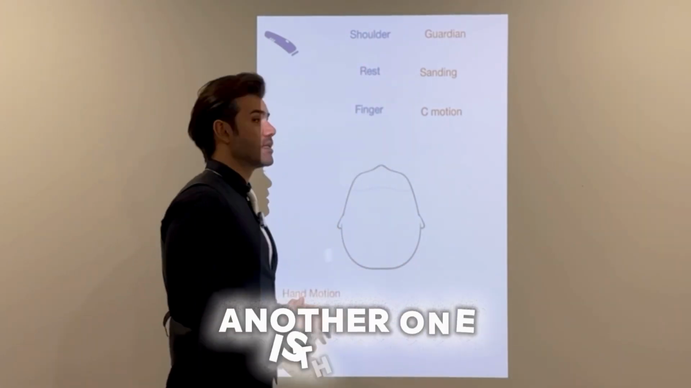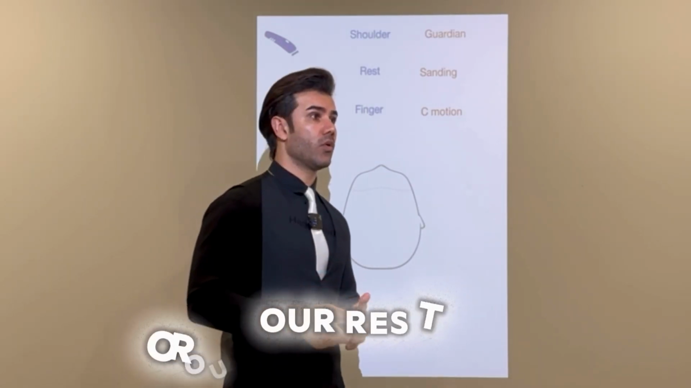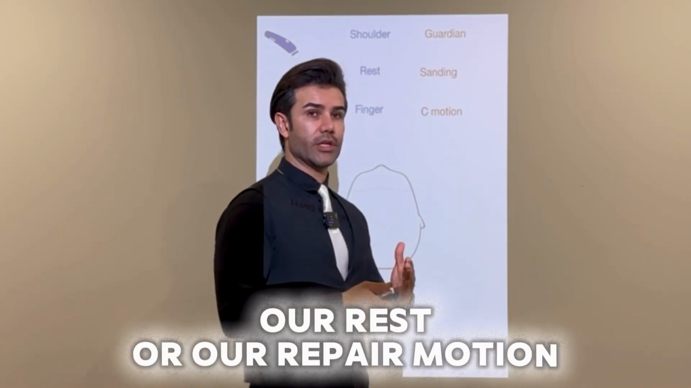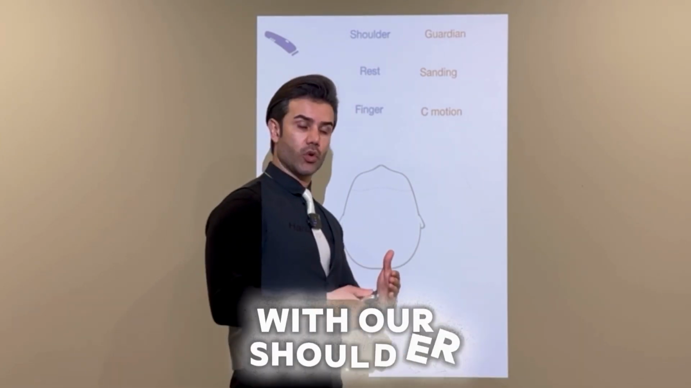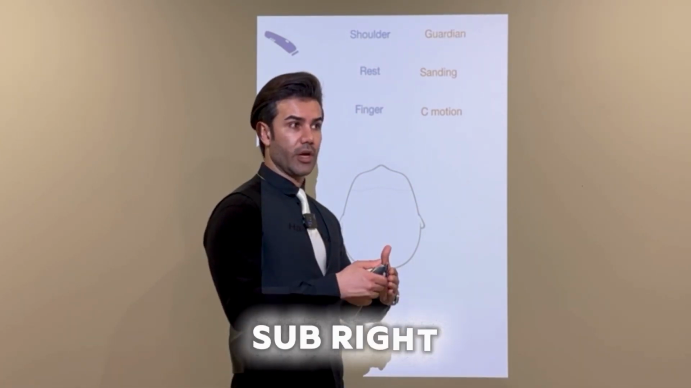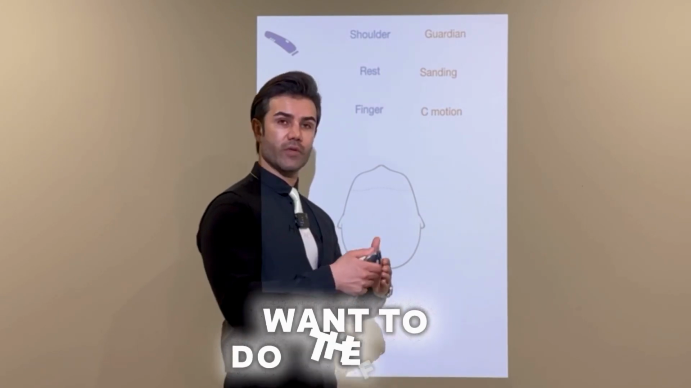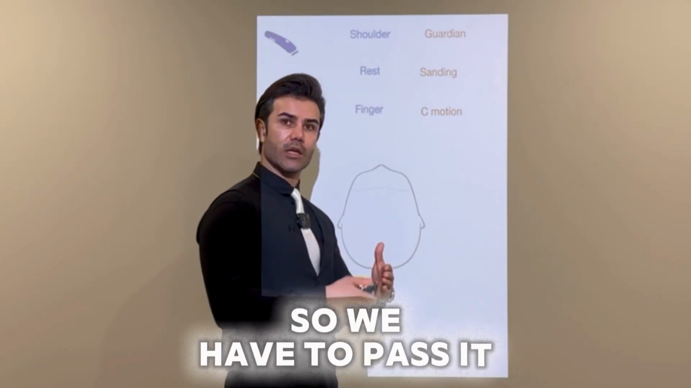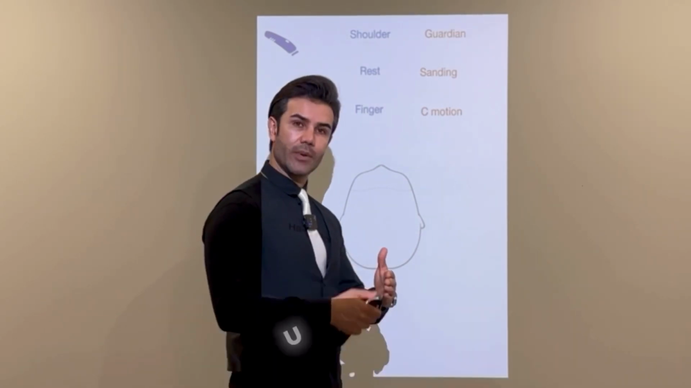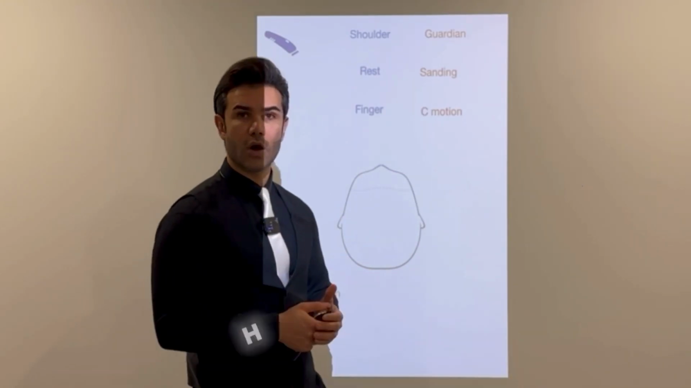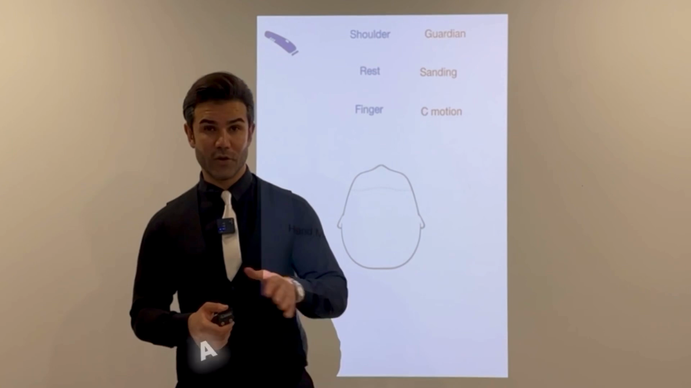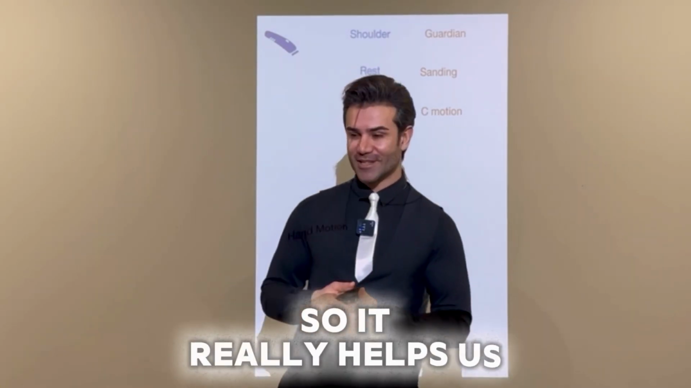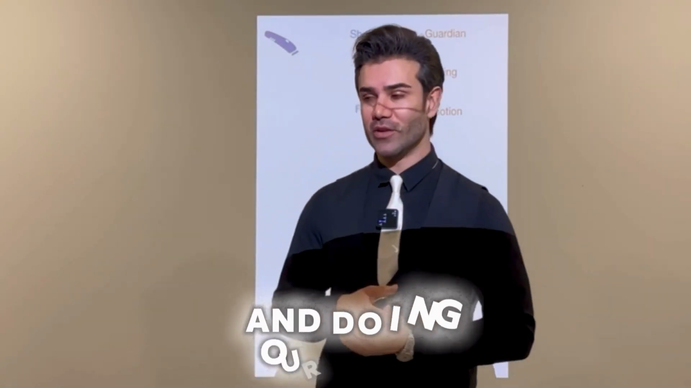Another one is our wrist or our clipper motion. So after creating any hard line with our shoulder, it's going to be a stop, right? So later on when we want to do the fade, we have to pass it. Our elbow will help us to remove this hard line from what hard line we already made. So it really helps us to remove that hard line and do our fade.